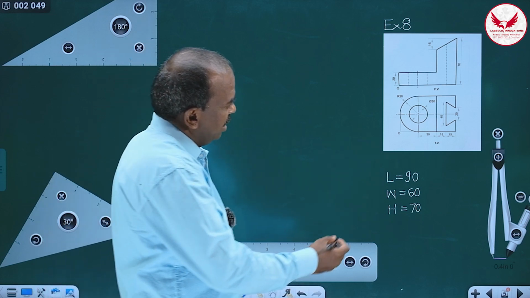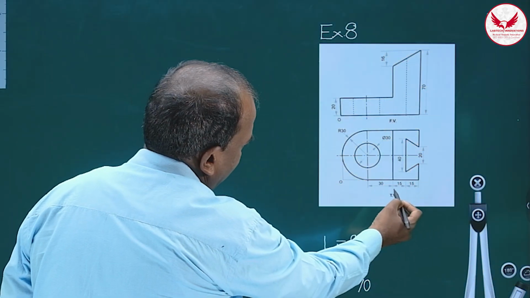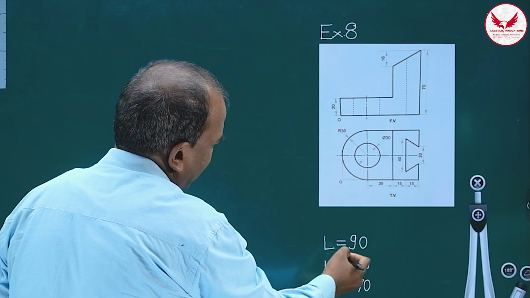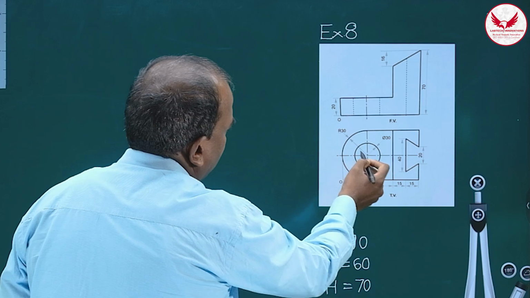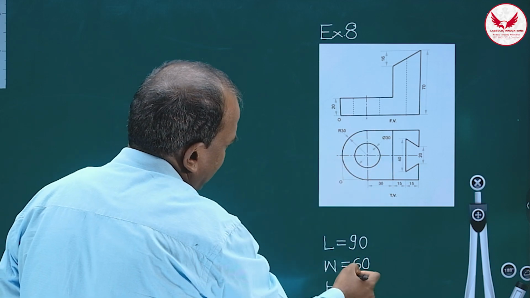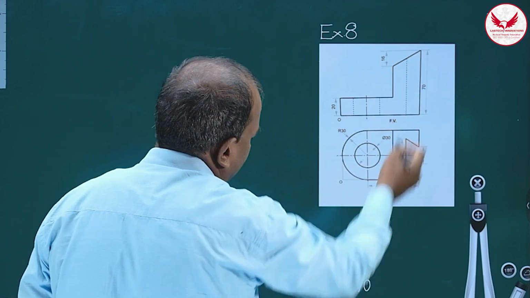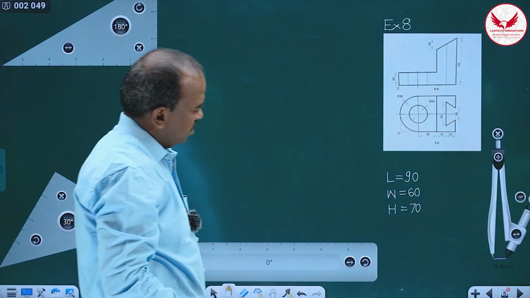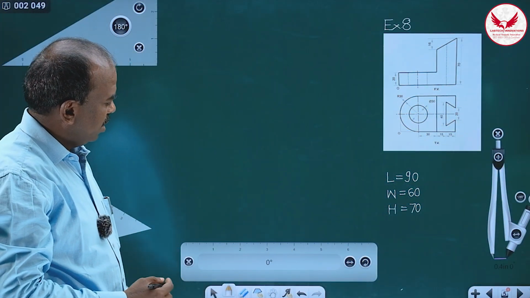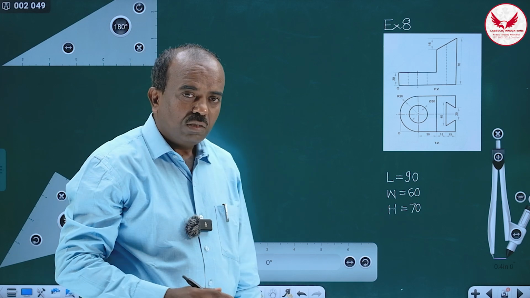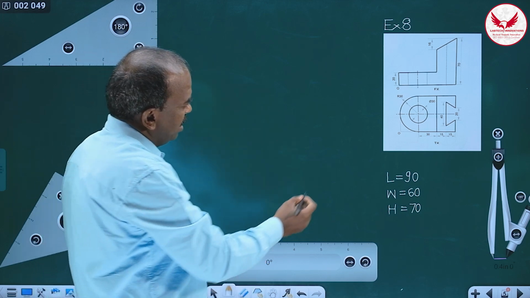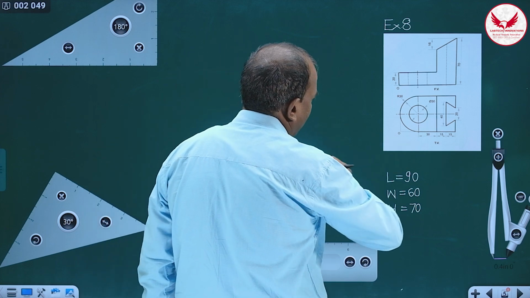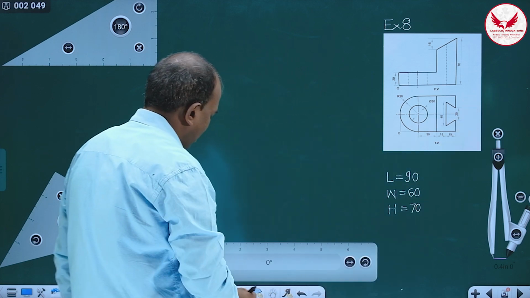So if we see its total length, this 30 plus this radius, the length is 90. Its overall width, this radius 30 means it is 60, and height of this object is 70. So the very first part is what? We have to draw the isometric box having these three dimensions, and origin is on left hand side, means its length will be on right hand side.